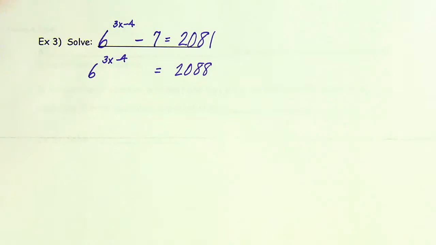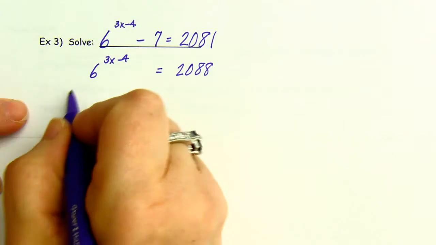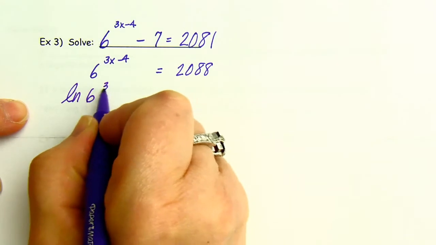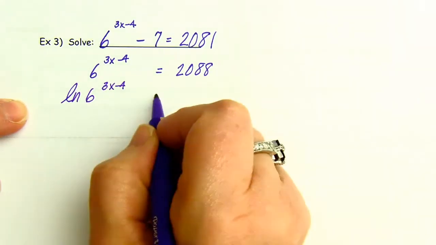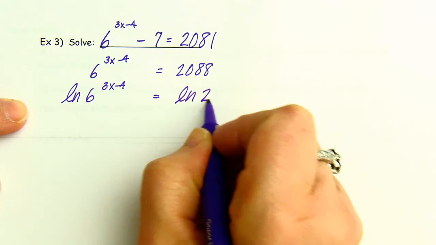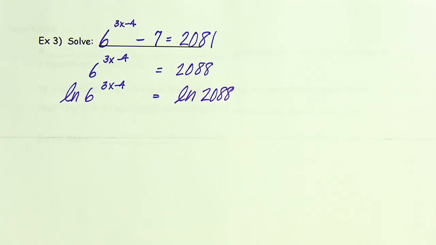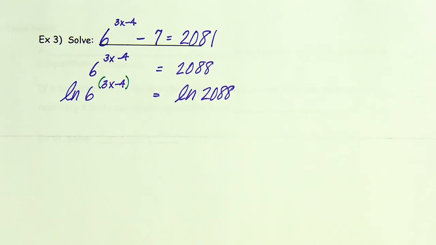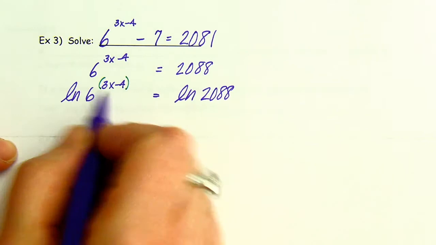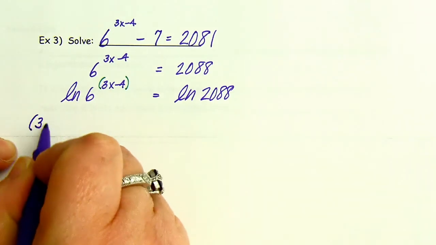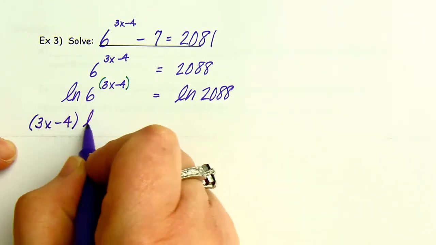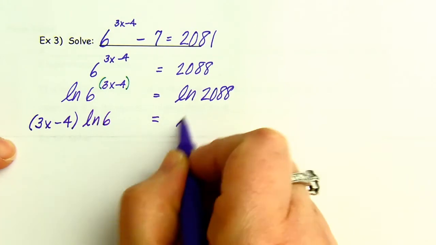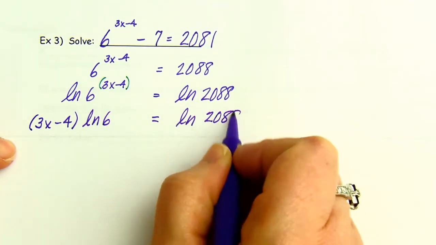I've got it up there, up top on the shelf. It's like, hey, ln, come and help me. So I take the natural log of 6 to the 3x minus 4. Now, here's where sometimes students get goofed up. When they use the power rule, folks, this is a quantity and it must be grouped. So when you use the power rule, I get the quantity 3x minus 4 times the natural log of 6 equals the natural log of 2088.